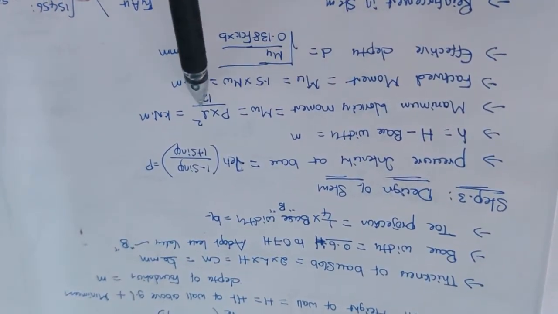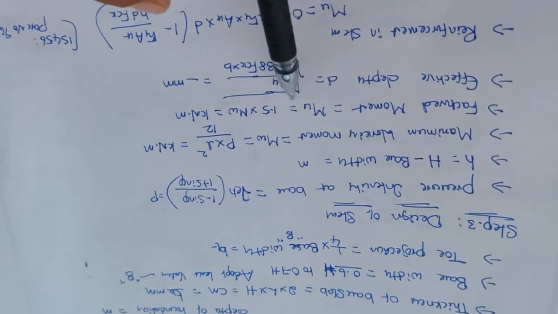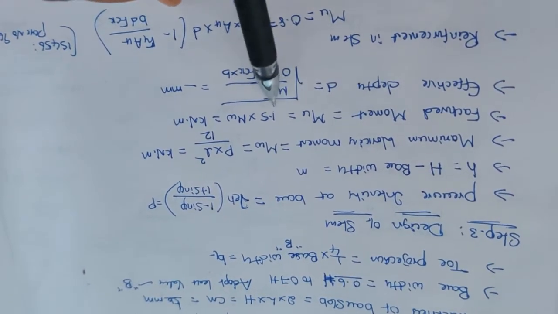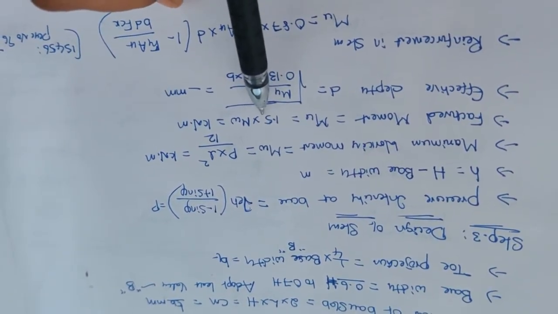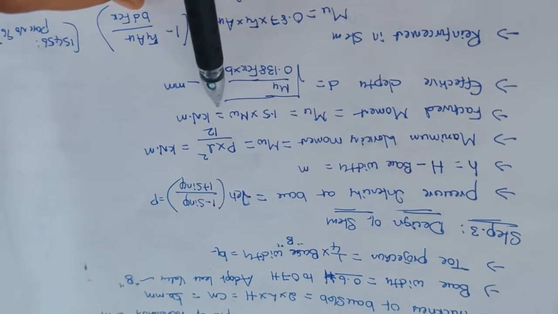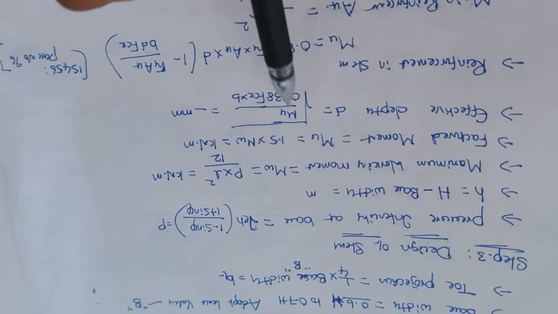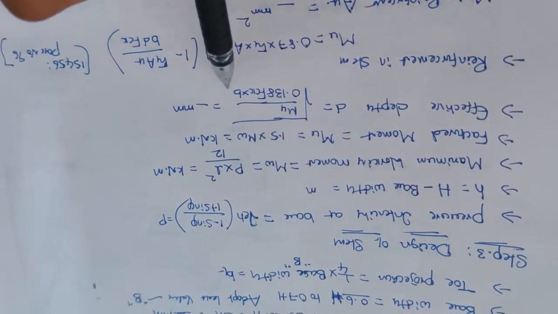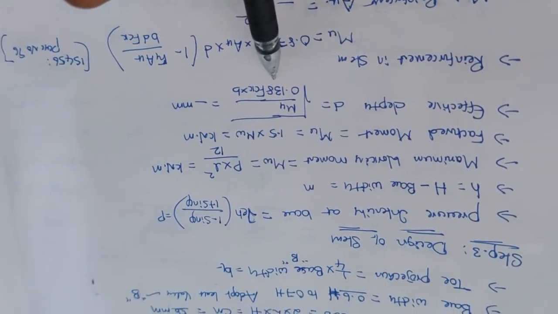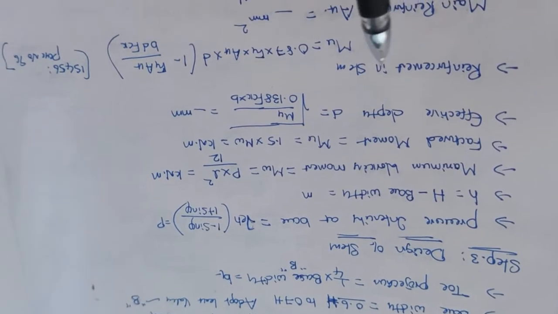When you find the working moment, you have to find the ultimate moment, the factored moment. You multiply with the factor of safety, Mu is equal to 1.5 into Mw. The effective depth d is equal to the square root of Mu by 0.138 fck b. This formula you have in IS 456, page number 96.